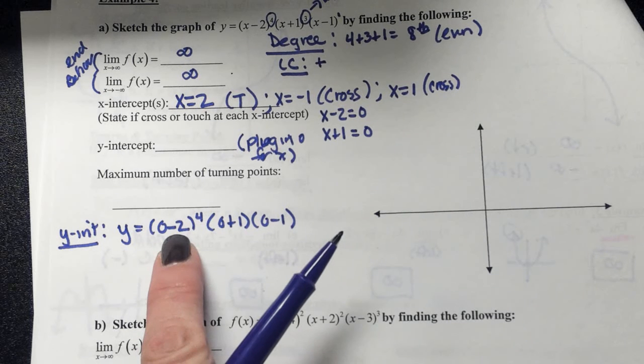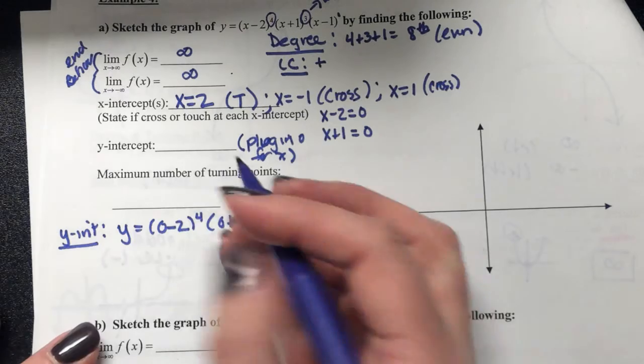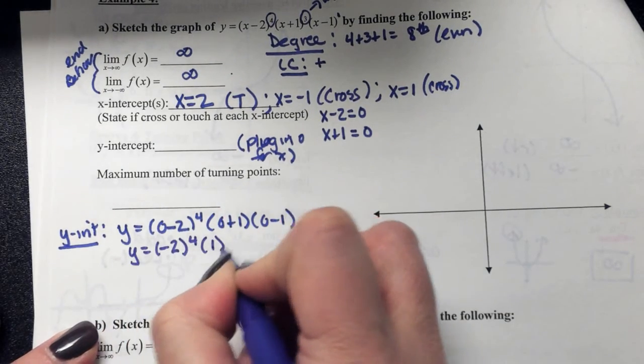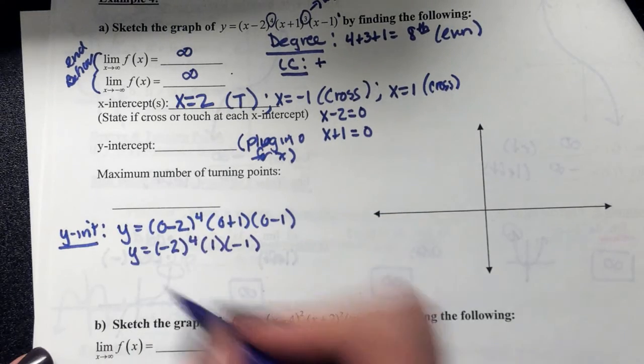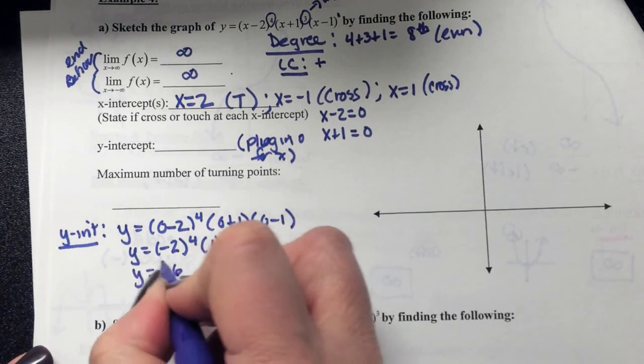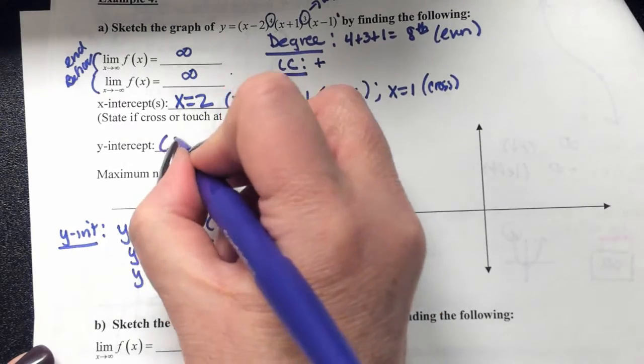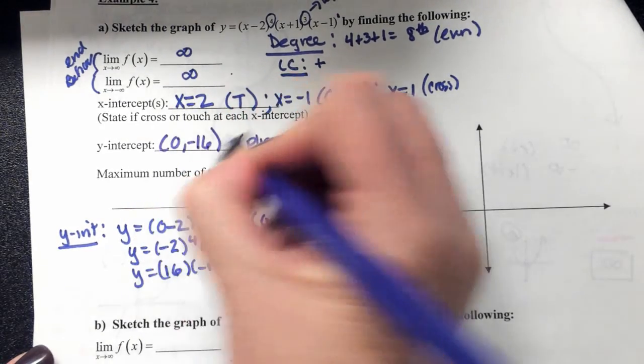So what's 0 minus 2? That's going to be negative 2 to the 4th power. So what's negative 2 to the 4th power? Times 1 times negative 1. So negative 2 to the 4th is going to give you a positive 16 times negative 1. So it's going to be what? Negative 16. Remember, the y-intercept is a point. You write it as a point.